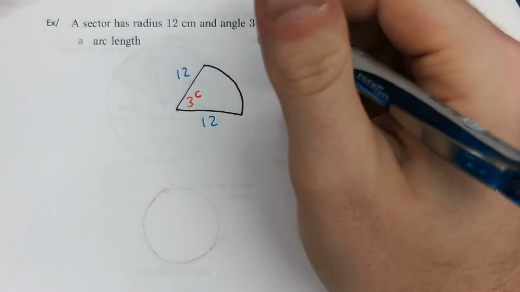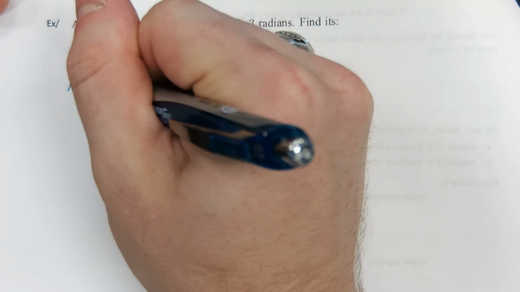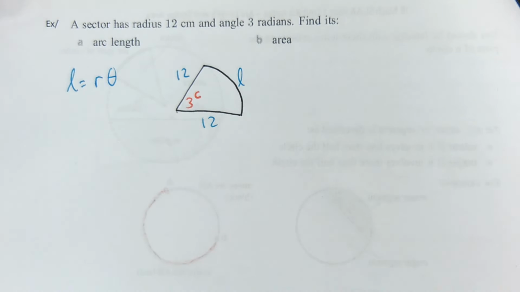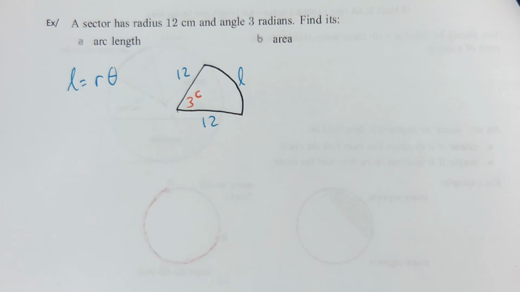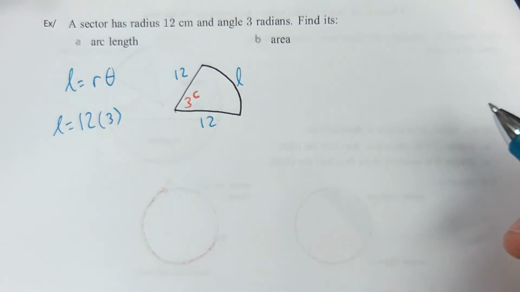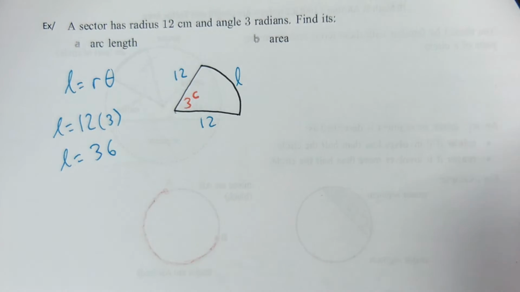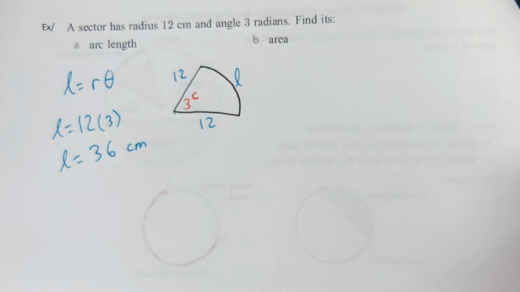Let's find the length of the circle, the length of the arc. L equals r theta in radians. Lucky for us, theta is radians. So L is 12 times 3. Oh, 36. That was easy. So that arc length is 36 centimeters. IB doesn't really care much about units.